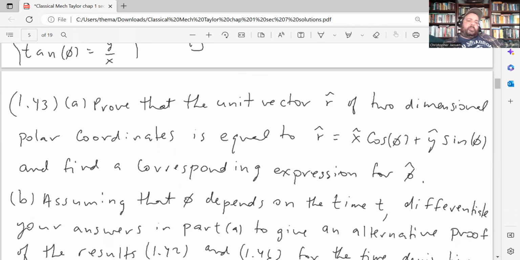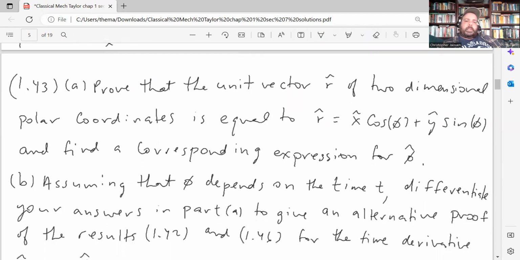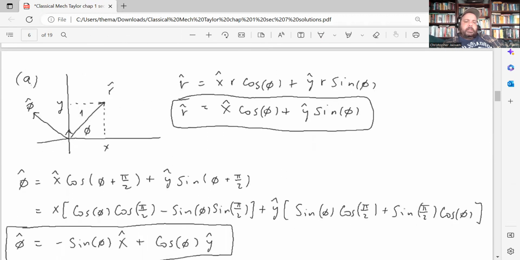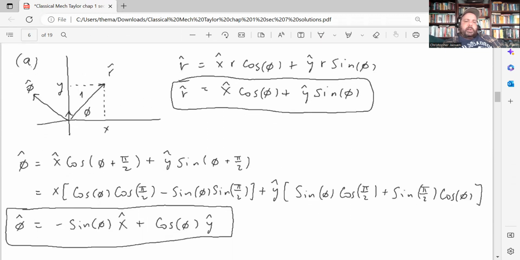Right, next one, 1.43. Prove that the unit vector r hat of two-dimensional polar coordinates is equal to r hat equals x hat cosine phi plus y hat sine phi, and find a corresponding expression for phi hat. There's actually, I think, 3 parts to this, so let's do them one at a time. So let me show you the answer for part A. Right, here's the answer for part A.